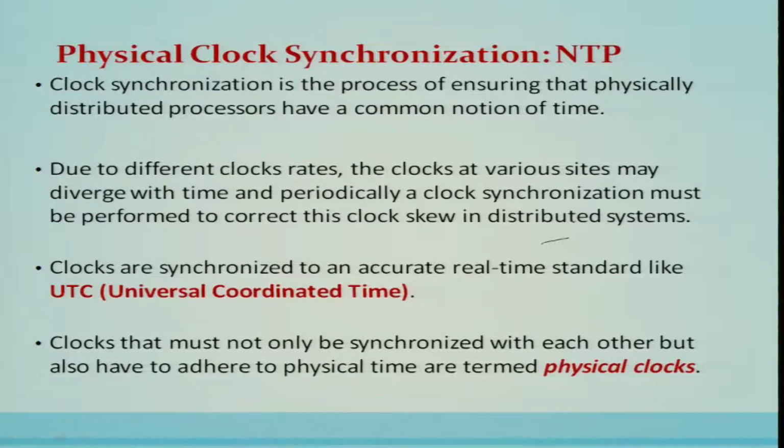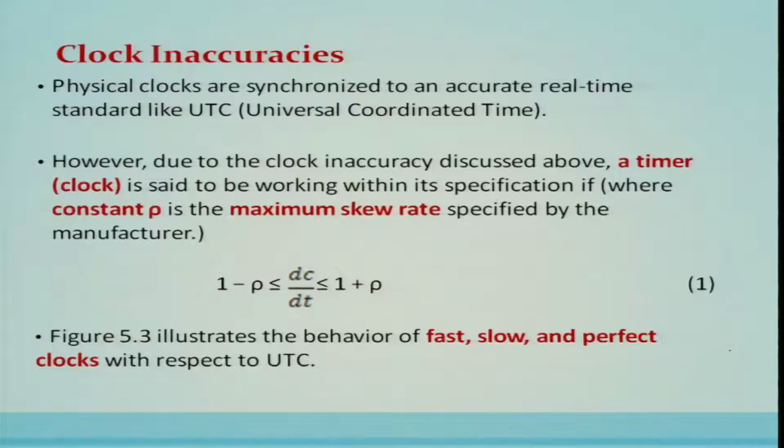So clocks that must not only be synchronized with each other but also have to adhere to the physical time are termed physical clocks. Physical clock means not only a synchronized set of clocks, but also that they have to be coordinated with the physical time, so they should be giving the same physical time. Now we are going to see clock synchronization in more detail, and finally we are going to see how these concepts are used in the network time protocol.